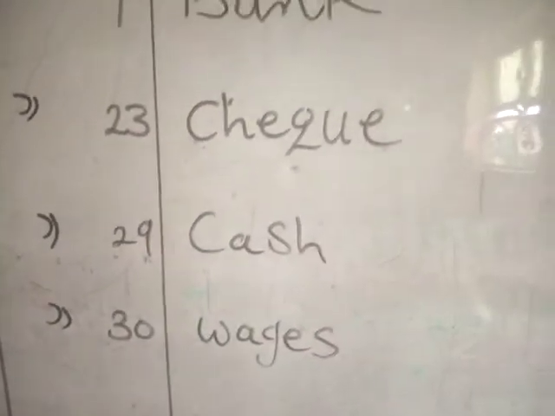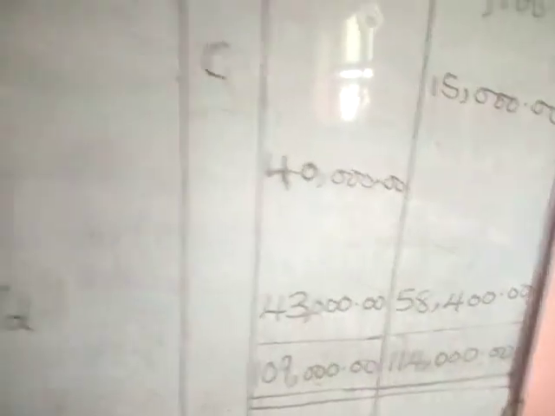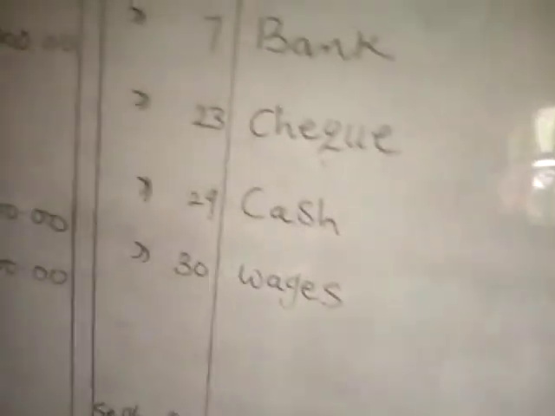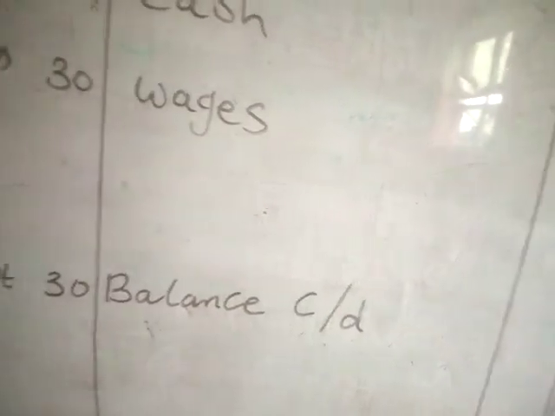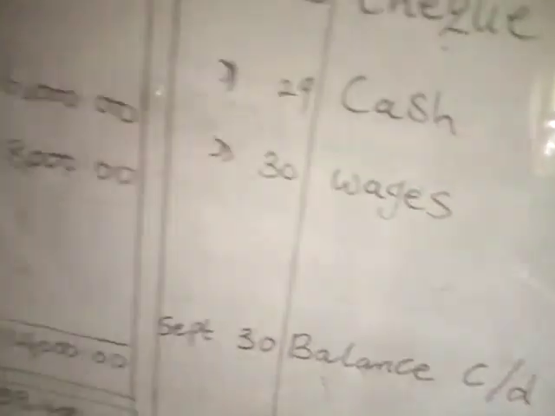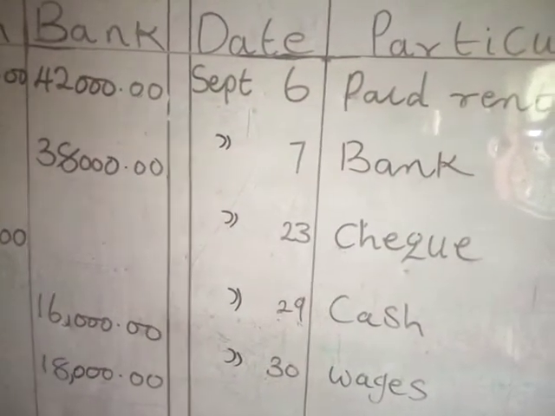On the 30th, which was the last transaction, they paid wages in cash, which is 25,000 naira. Anything paying is an expense, so it's the wages and they paid in cash. So you record it under the cash column. So now we are done posting all our information into the cash book. What we have to do next is to balance the account.